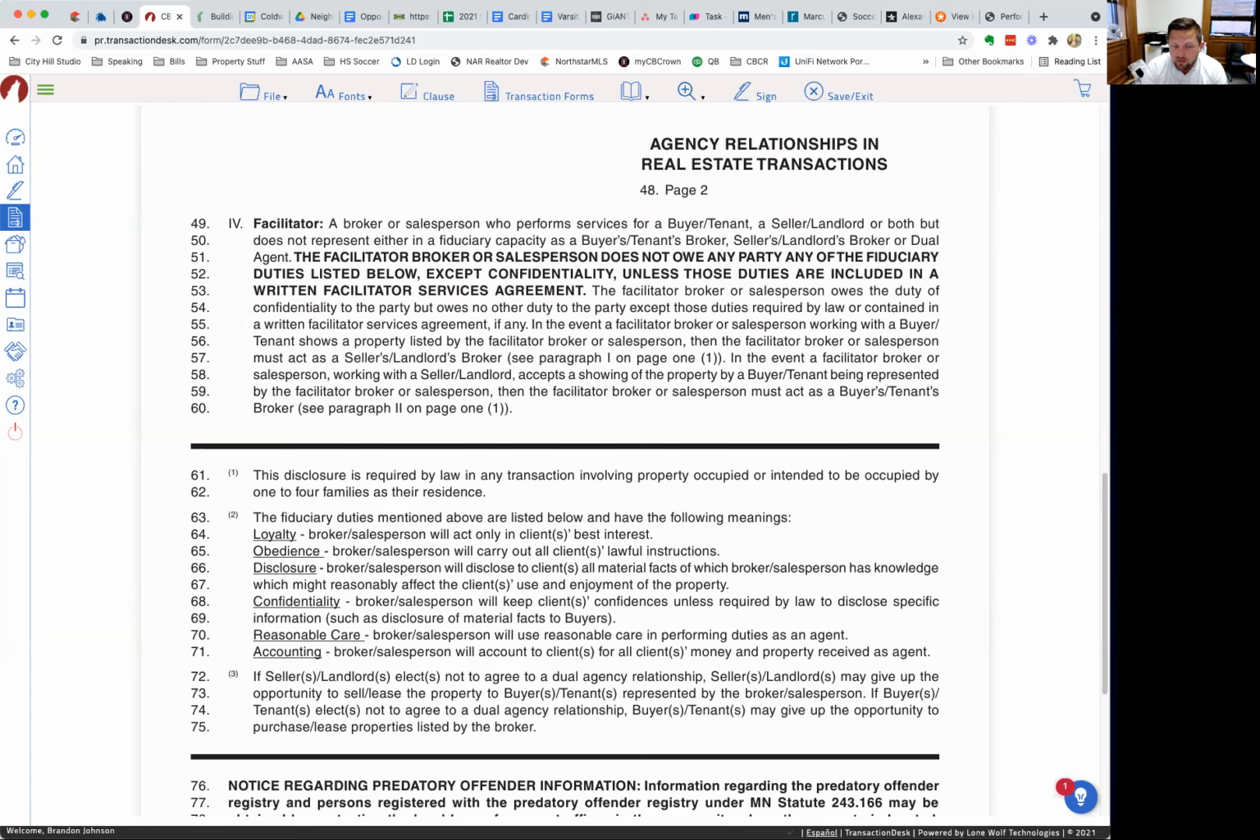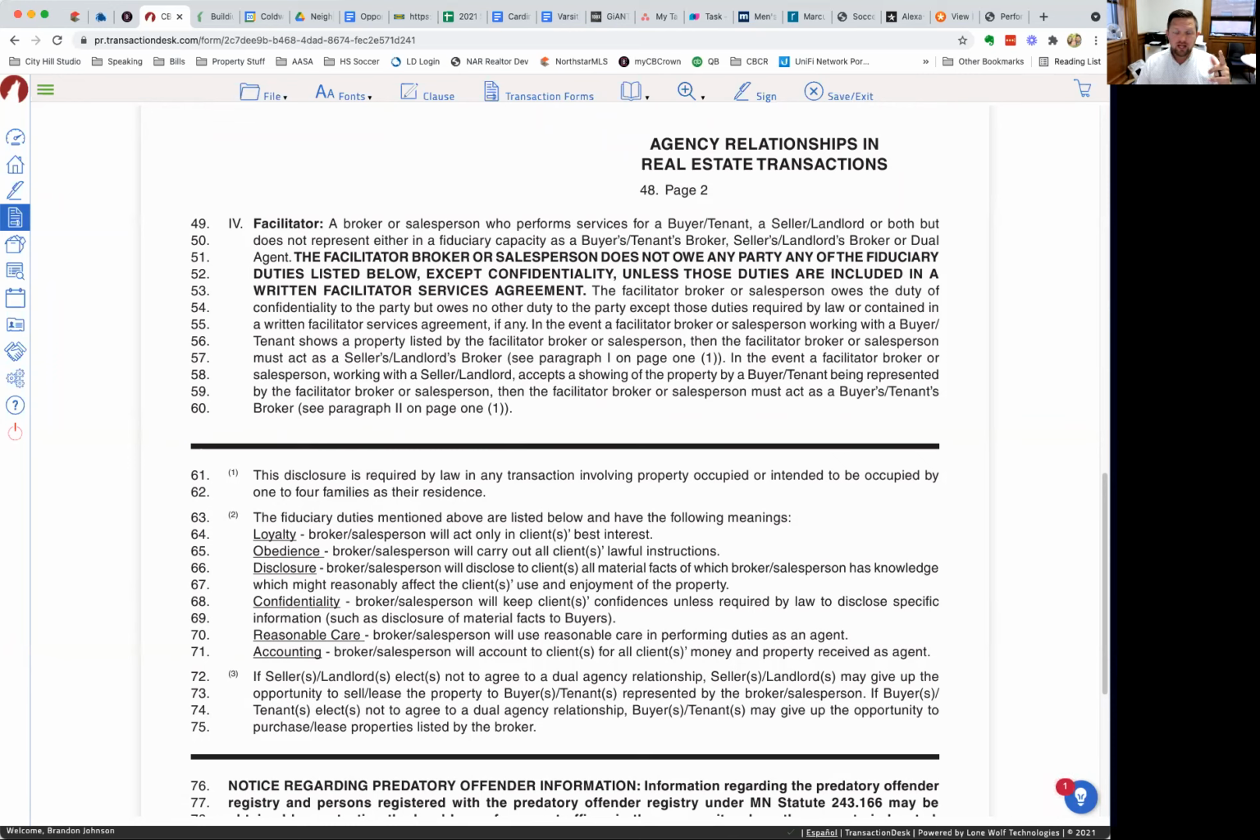So if you decide to do a facilitation, you still have to sign a facilitator services agreement, okay? That facilitator services agreement will specifically outline all the items that you're going to do for somebody. Buyer or seller, you can't facilitate both in a transaction. You can only facilitate for one party. Nor can you represent someone and facilitate for somebody. You can't do that legally. That just doesn't work. So you can be a facilitator in a transaction, and then you're out.